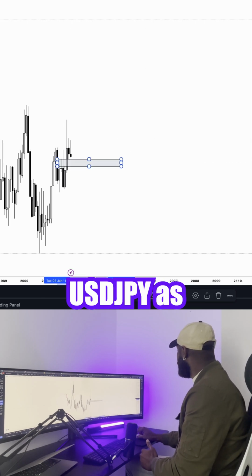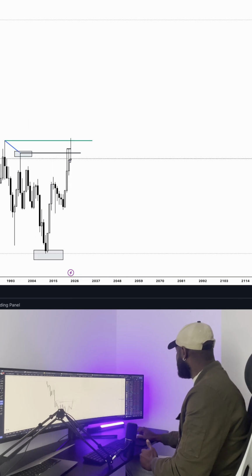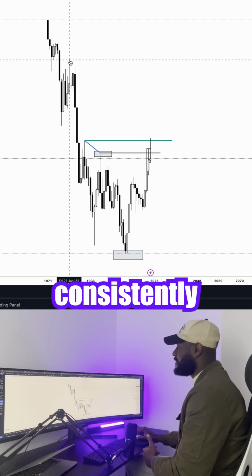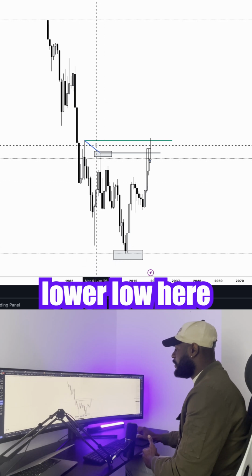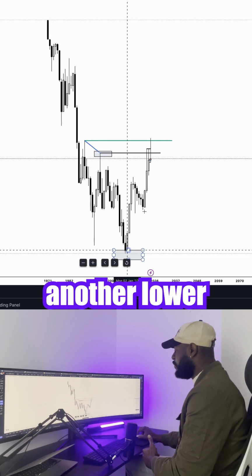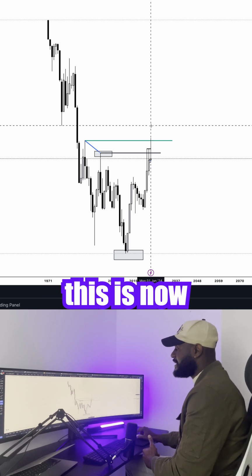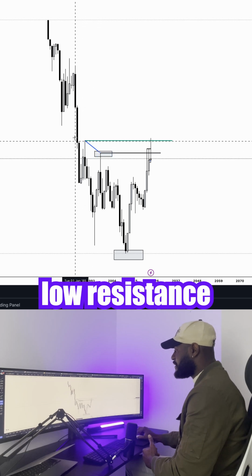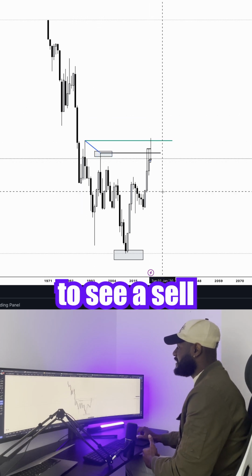Now for USD JPY as well, let's look at that to see what it's doing. On the USD JPY 12-month time frame, we can see how this has consistently been creating lower highs and lower lows, and a lower high and a lower low. Here it created a lower high and another lower low. So I've not seen any break of structure to ascertain that this is now bullish. All I'm seeing right here is a run on liquidity, running this low resistance liquidity, mitigating this inefficiency. So I wouldn't be surprised to see a sell-off.